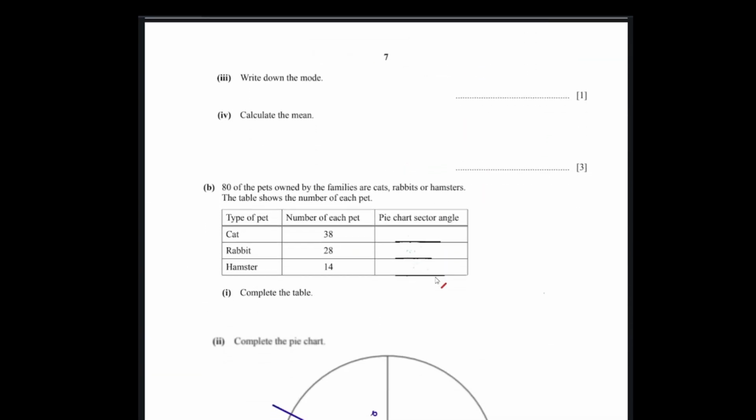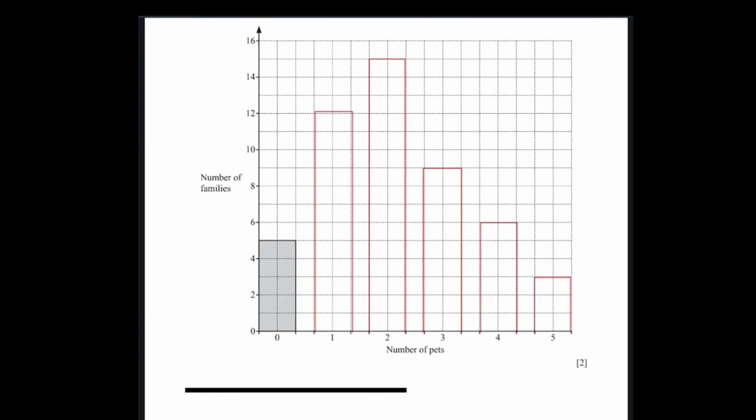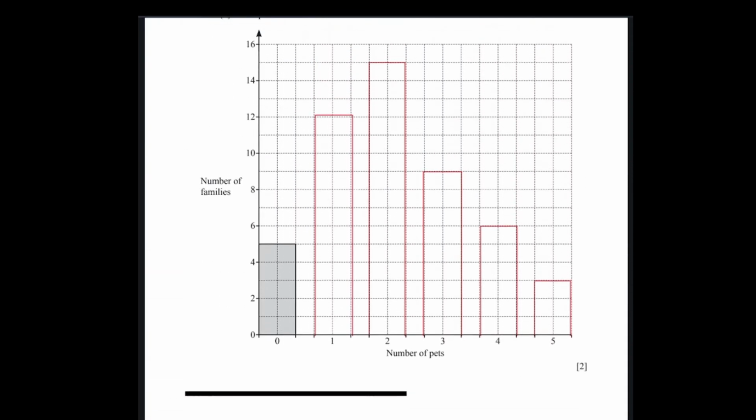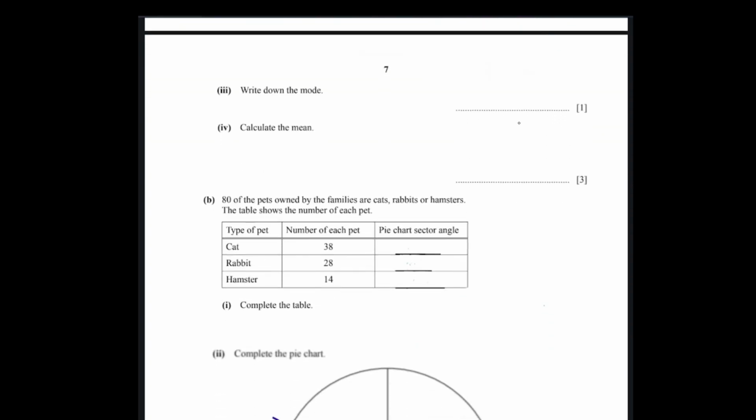Question number 3. Write down the mode. Mode is what? Which has the maximum frequency. So mode is 2. The highest bar, you can see in the bar chart also, the longest bar is for 2. So the answer is 2 here.